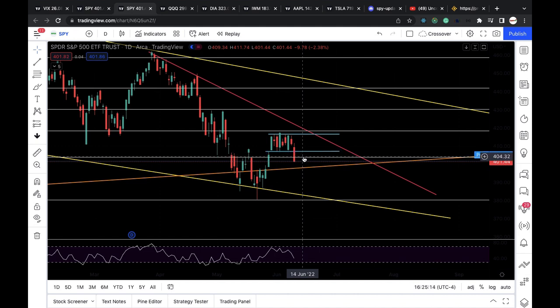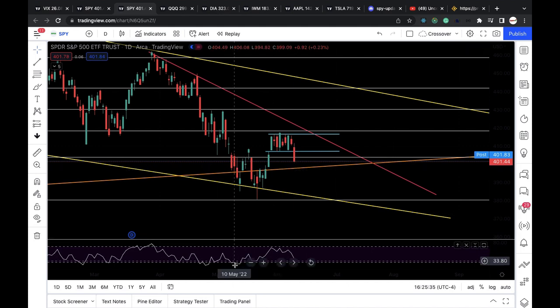As long as we're below 404, guys, I am bearish on SPY, and I favor a retest of the multi-year trend line. I do have some support around 400, but below 400, that's the retest of the multi-year trend line, around the 397 to 398 zone.